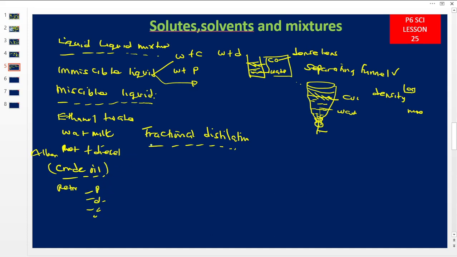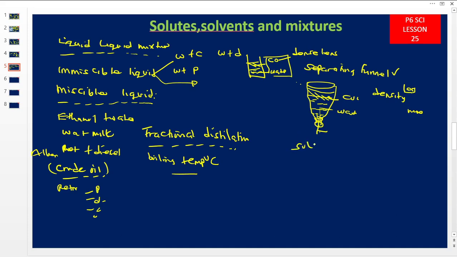they use what we call fractional distillation, because these liquids have the same densities but they have different boiling points. We shall study this one when we look at temperature. So they have different boiling points. So miscible liquids like ethanol and water, milk and water, petrol and diesel, we separate them using a method called fractional distillation.